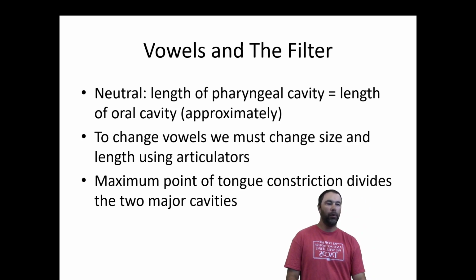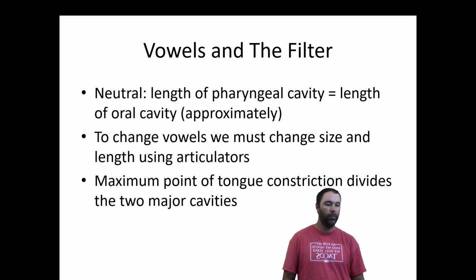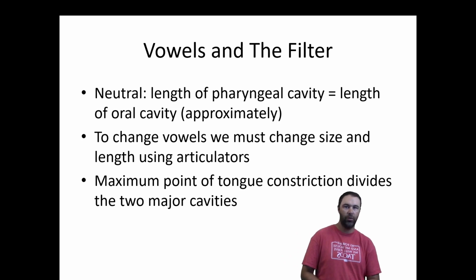These numbers are not going to be applicable when we start thinking about non-neutral vowels, which are all of them except the schwa. To make it non-neutral, we change the size and length of our cavities using our articulators. The main way in which we're going to do that is by changing tongue constriction.